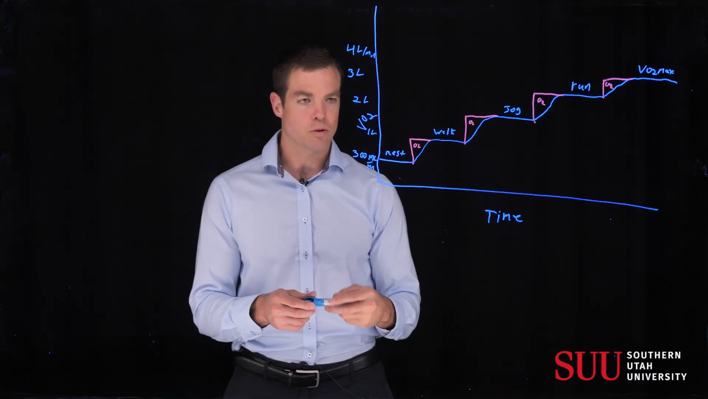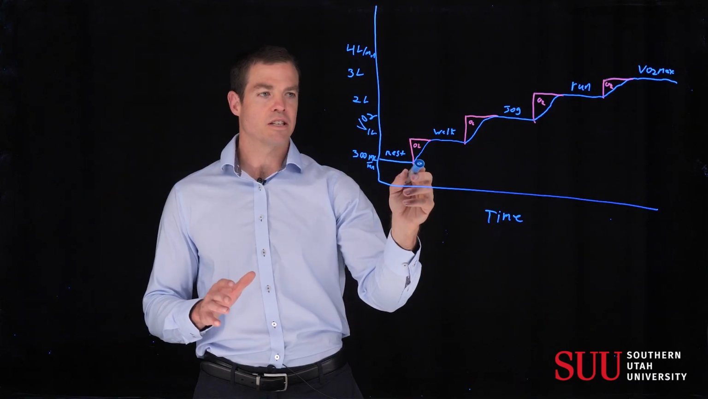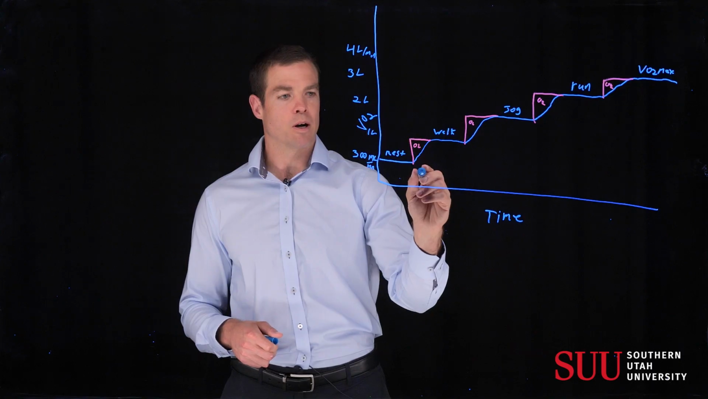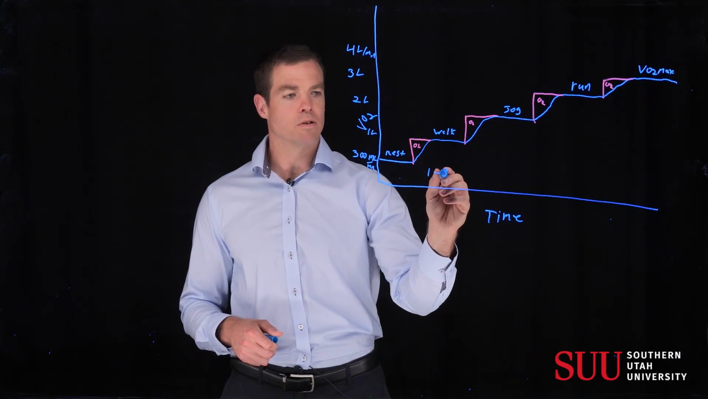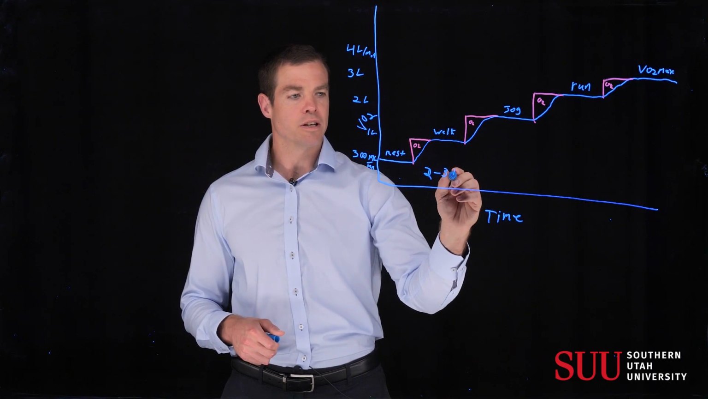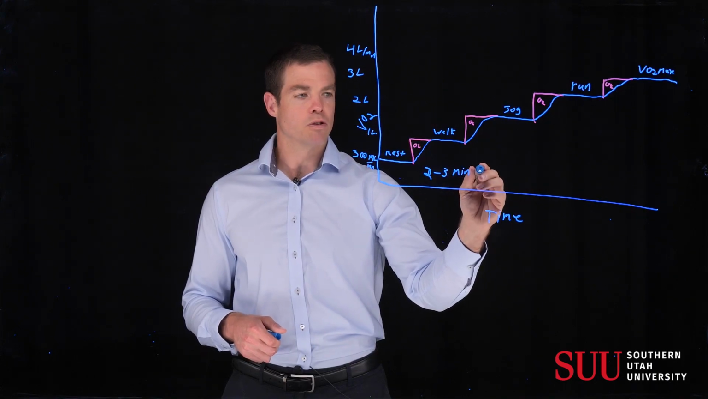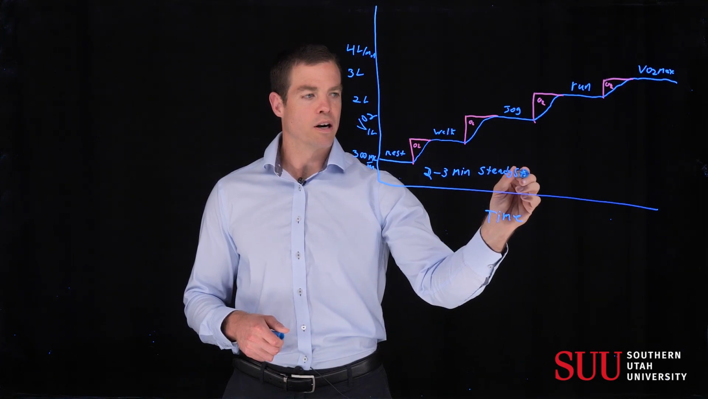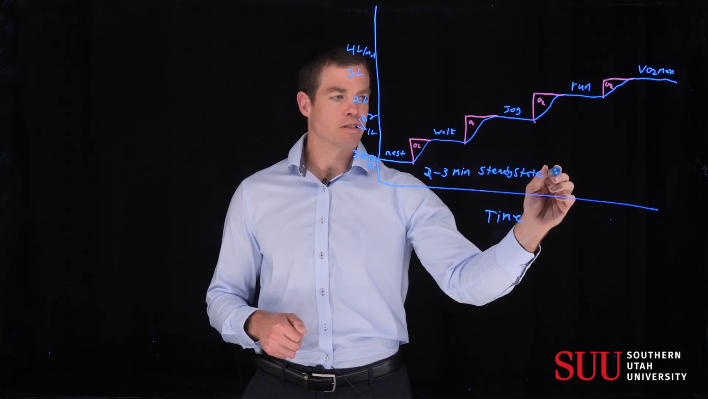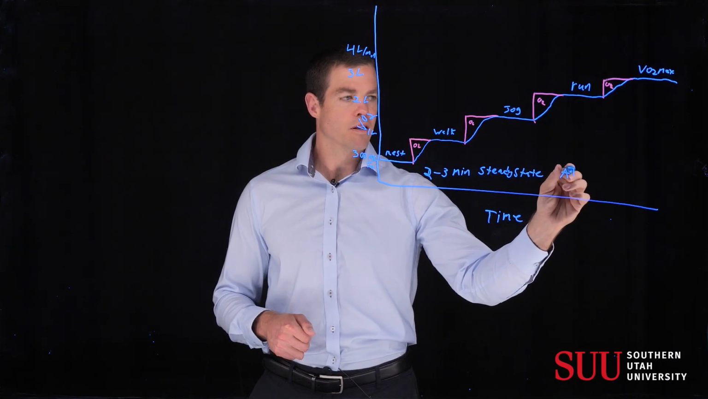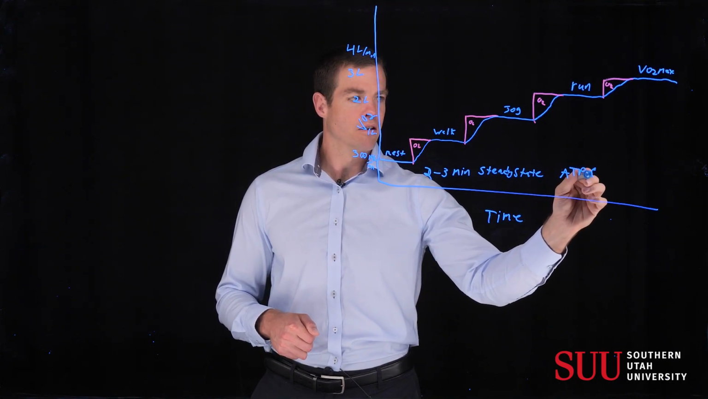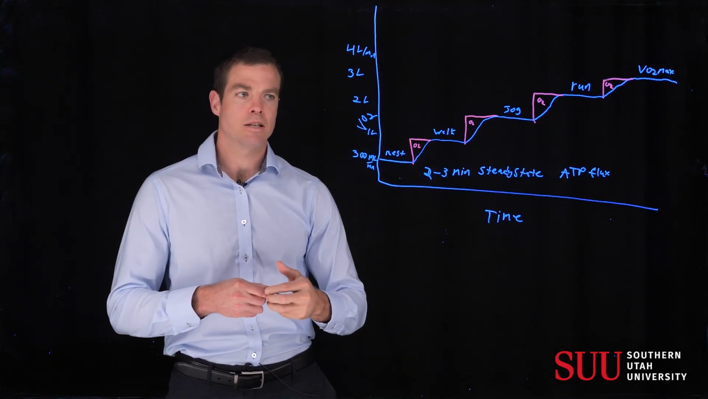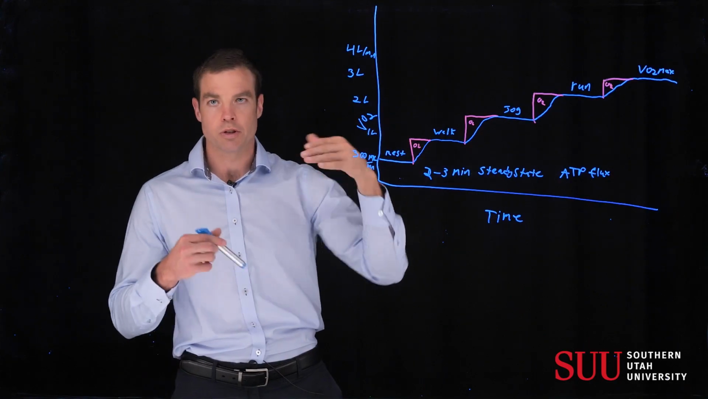So the question then is, what's going on? If you're just resting and you get up and go for a walk, it took you maybe 2 to 3 minutes in order to reach what's called steady state, where again it's going back to the ATP flux. So where does this first ATP come from?